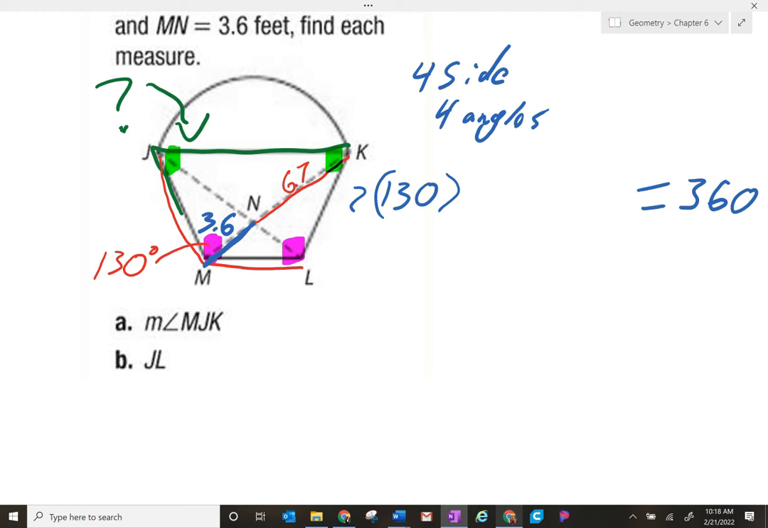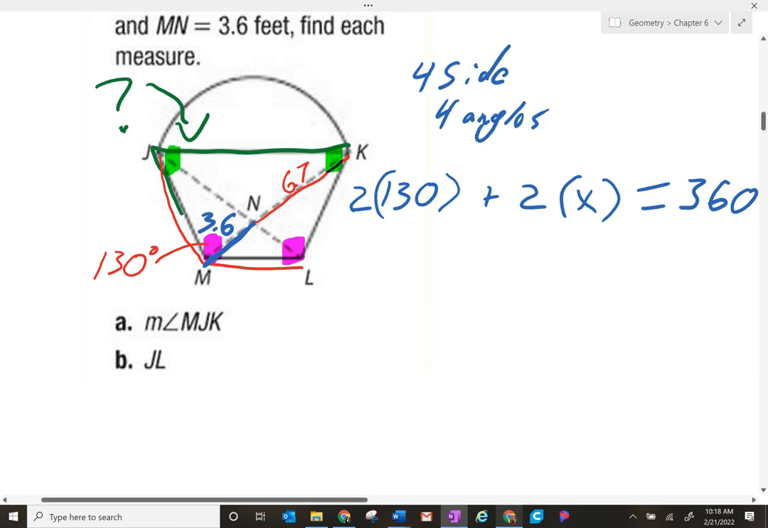My 2 does not look like a 2. Let me make that better. Plus, I've got 2 more angles. Do I know what those top angles are yet? No. So I can give it a variable if I'd like. Okay, I'll just call it an x.